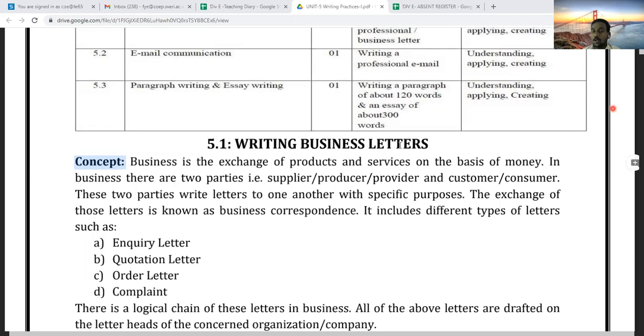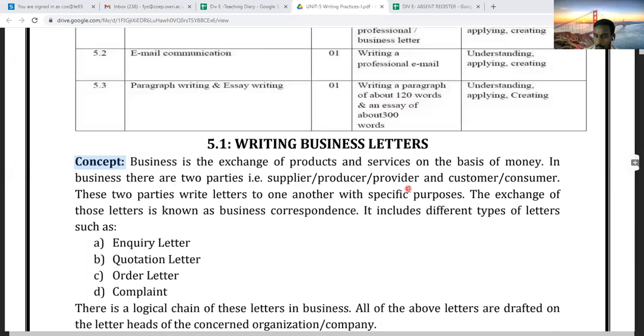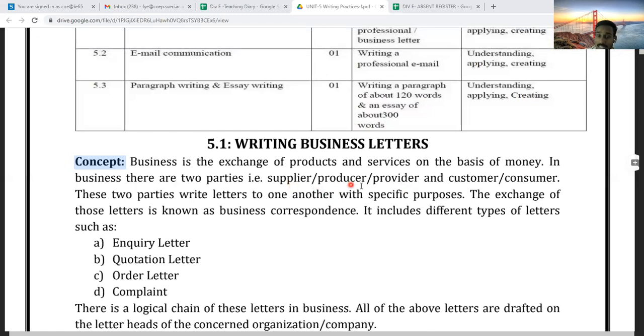In business, there are majorly two parties. Which are these two parties? These two parties are the supplier, producer, or provider. It can be anyone. The producer is the person who produces some products or services, or supplies or provides. And the other party is the customer or consumer. A customer is someone who uses some products. A consumer is the person who uses some services.